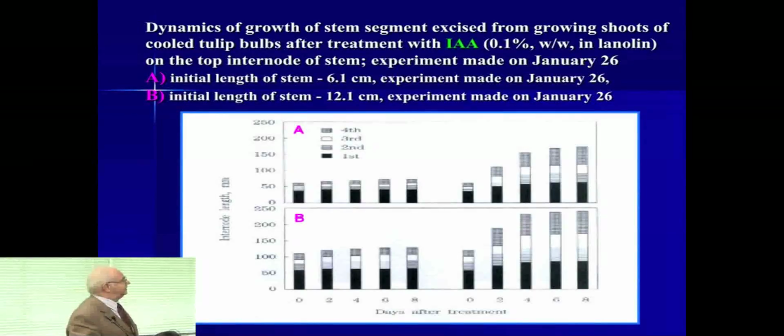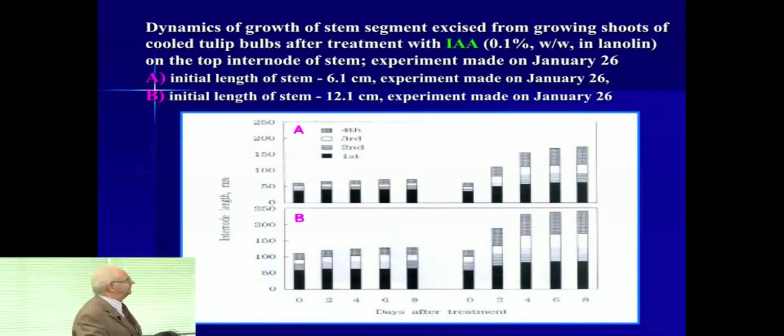Here are the dynamics. As in the previous experiments, after 8 days the control shows no growth, but the growth starts after 2 days with auxin. You can see a similar effect observed when the initial length was 6 centimeters. Here again we have growth when the length was about 12 centimeters. Stimulatory effect.